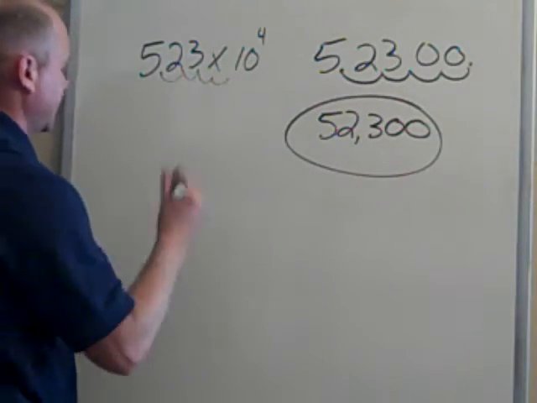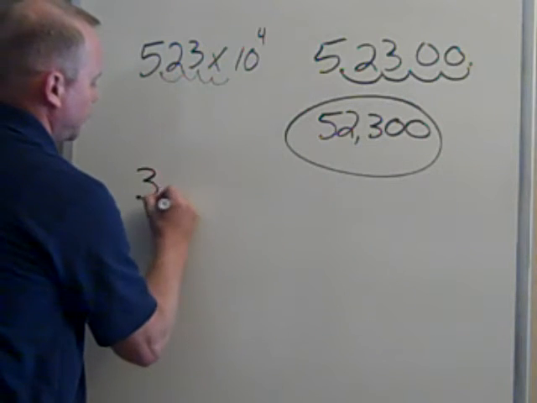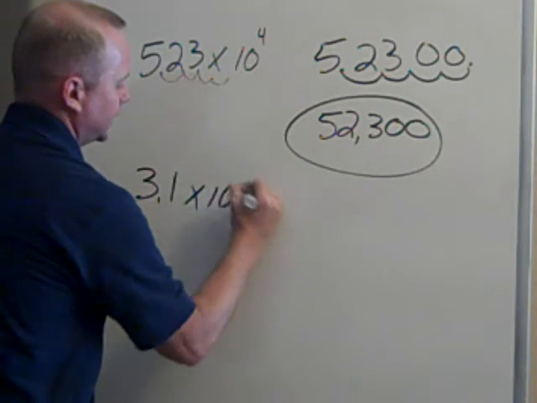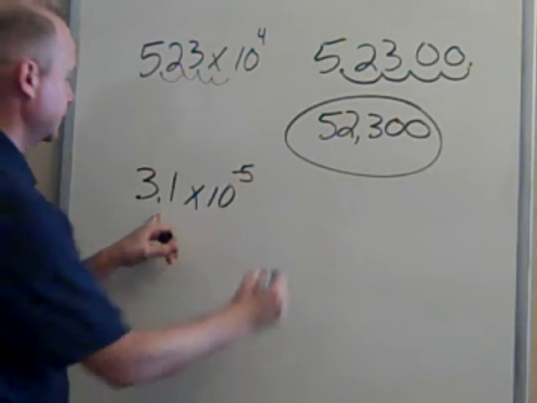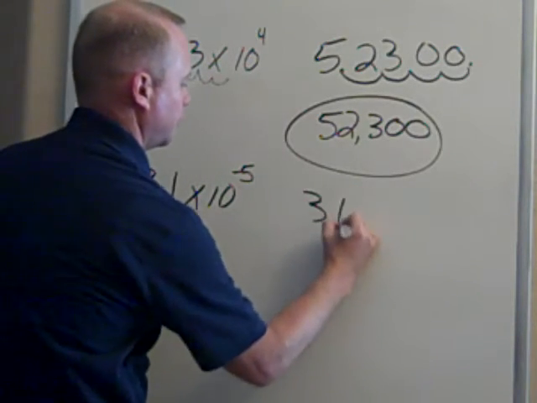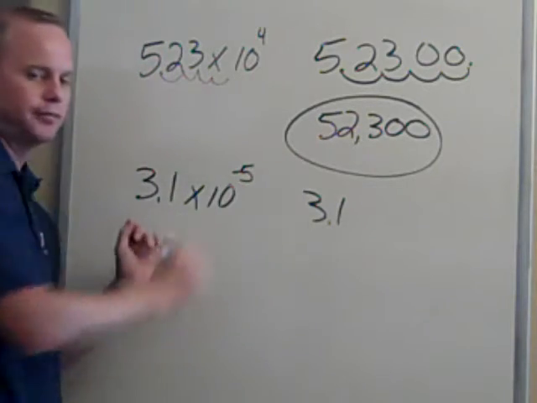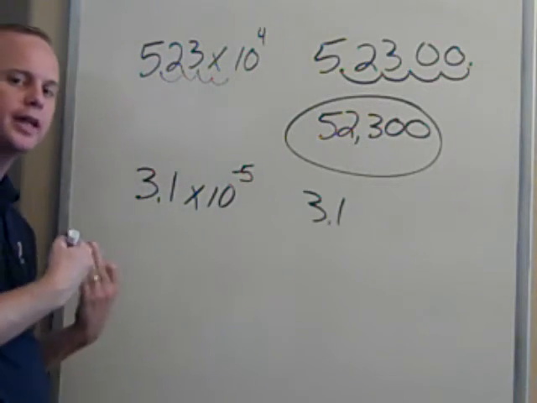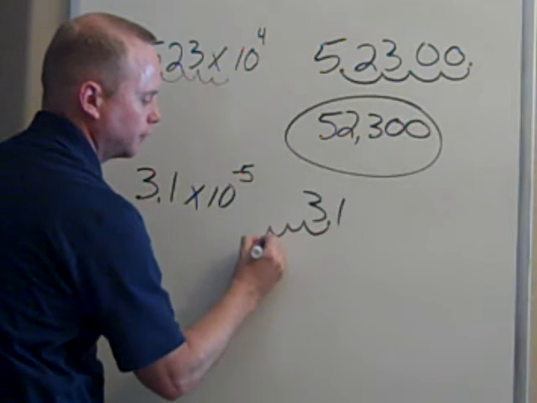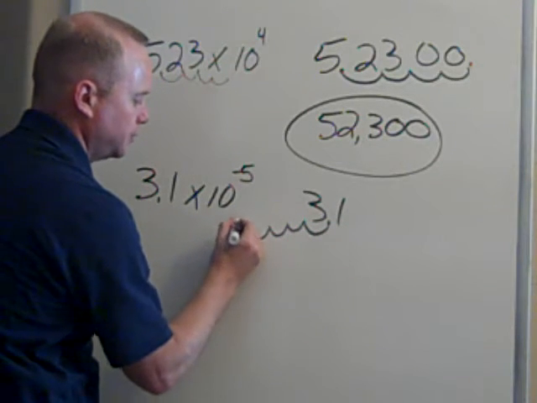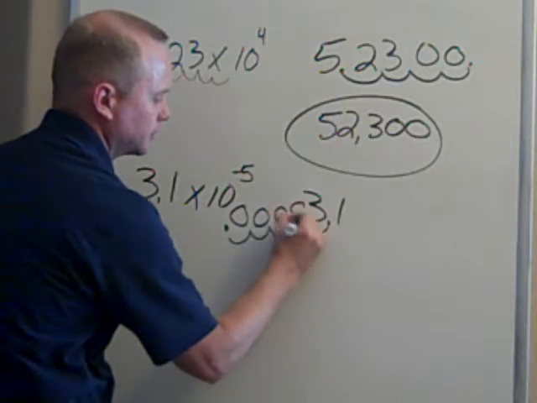Let's do one with a negative exponent. We'll go 3.1 times 10 to the negative 5. So again, I'm going to write this number here, 3.1, and it's negative 5. Since it's negative, I'm going to go to the left 5 spaces. 1, 2, 3, 4, 5. I'll put my new decimal there, and I'll fill in the rest, all these zeros here.